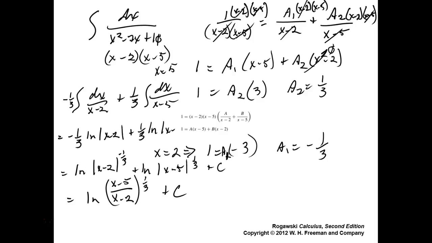That led to our next line, 1 equals, oh, they use A and B. I was using A1 and A2. It doesn't really matter. A times x minus 5 plus b times x minus 2. I call it A1 and A2. It doesn't matter. Okay. And then we proceed on. They finally get to this. When they go back to do it, and this is exactly what we got.